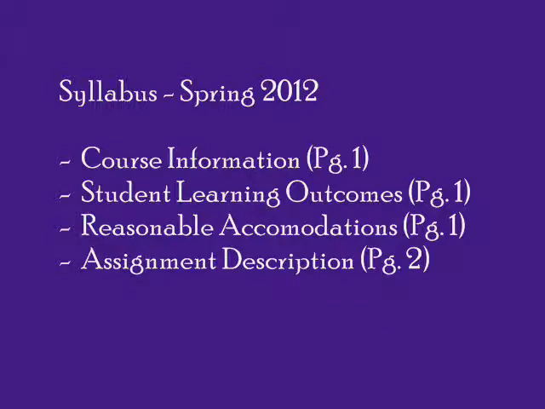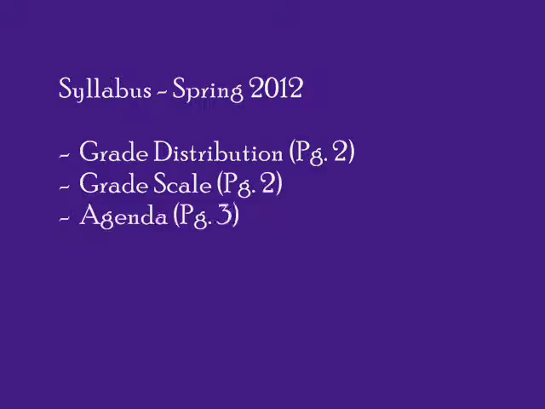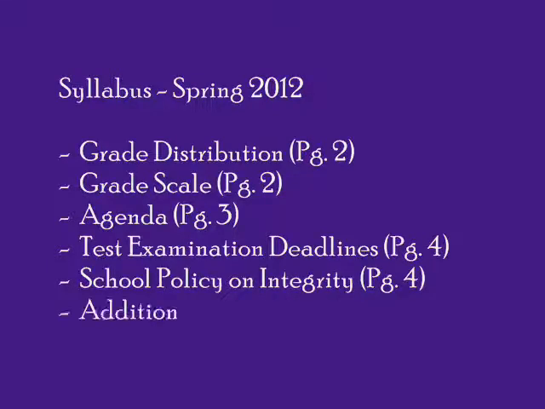We have an assignment description starting on page 2. On page 2, we also have the grade distribution and the grade scale. You get to know this. We're going to cover the grade scale in a couple of minutes. And we have an agenda on page 3. We have a test examination deadline and school policy on integrity on page 4, and additional information on that same last page, just for you to stay tuned with the course.